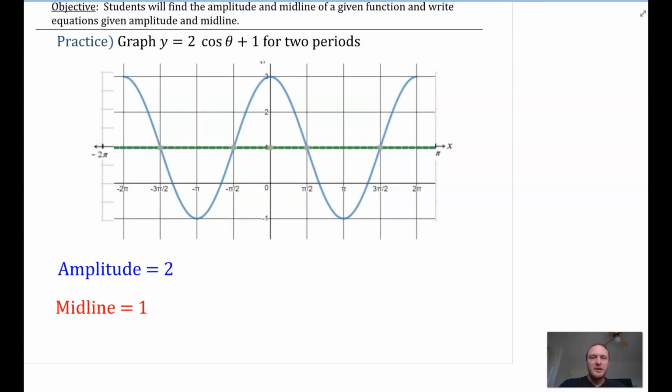Okay, cosine function. So you start at a maximum. Your midline is at 1 with an amplitude of 2. So I'm going to start at 1 and then go up 2. So here's your first point, right? I'm going to end here, and we'll split it into fourths, right? So split, split, split. And we get mid, min, mid, max.